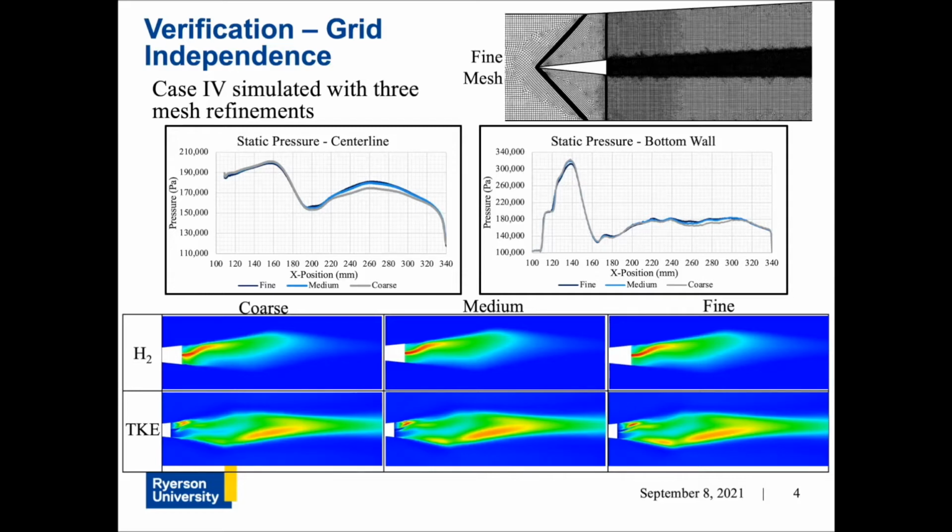Additionally, the coarse and medium meshes fail to capture the high magnitude of turbulent kinetic energy regions behind the strut and have some discrepancies with hydrogen mass fraction, though there isn't much variation between the medium and fine meshes, especially when compared to the coarse. Thus, the fine mesh is a reasonable level of refinement for this investigation and is selected to proceed with.